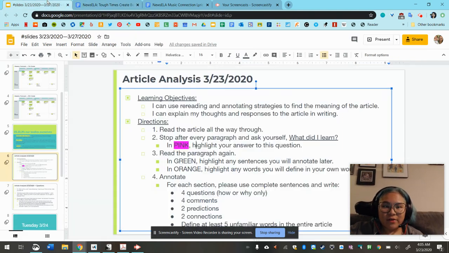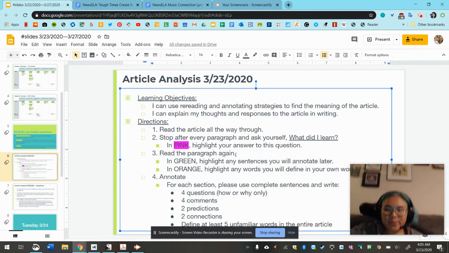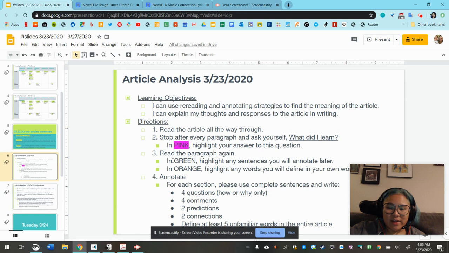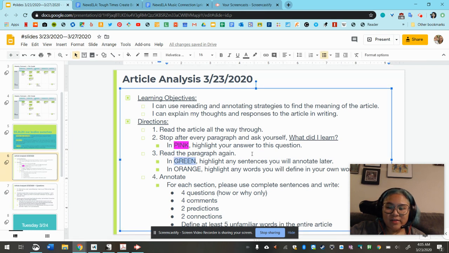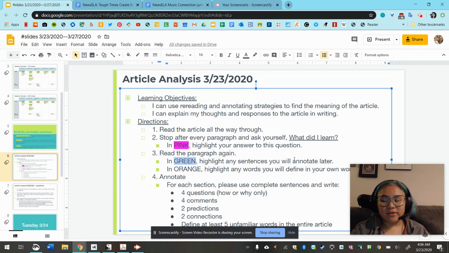I want to flip back to the first slide so that we can move on to the next step. So read the paragraph again. In green, highlight sentences you will annotate later. And we know that annotate means QCPC: questions, comments, predictions, connections. Again, I will have a video for that later on. But in this step, I want you to highlight ahead of time what you're going to annotate later so that when you go back over the article, you know exactly which ideas within the article to go back to.